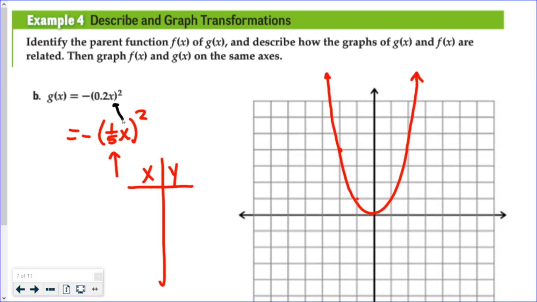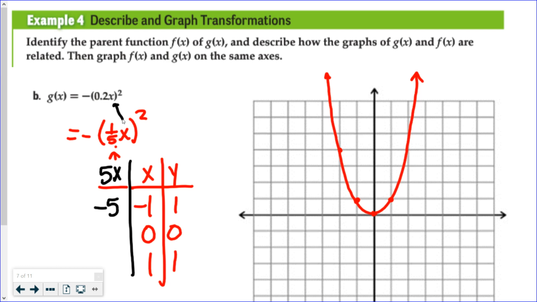So for my parent function for quadratic, when x is negative 1, y is 1; 0, 0; 1, 1. So that's this point, and this point. Again, for our x's here, we're going to multiply them by 5 for my horizontal stretch. So 5 times negative 1 would be negative 5. 5 times 0 is 0. 5 times 1 is 5.